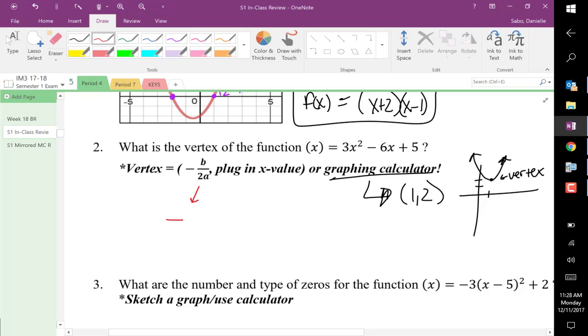So what's the opposite of B? Positive 6. So I have the opposite of B, which is 6, all over 2 times 3. And that gets me 1. Opposite of B. Or a negative and a negative make a positive, either way. Okay. So if you got stuck, if you were to plug it into the formula, you could do it this way too. And you can plug it in.